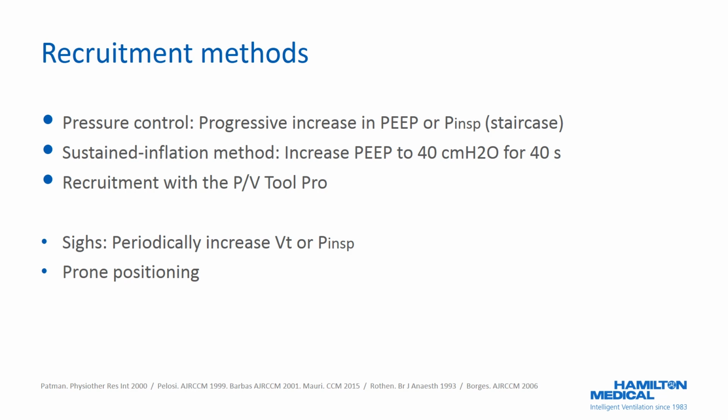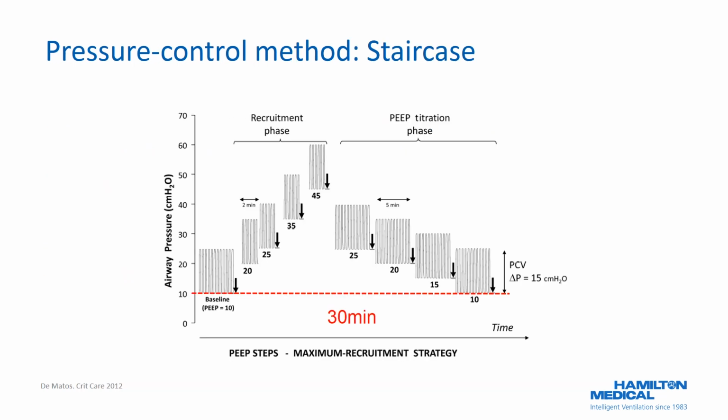Prone position is proven to be beneficial in ARDS patients to improve oxygenation. The rationale is complex, but one effect might be a re-aeration of previously collapsed lung tissue due to a change in gas distribution, fluid, and blood flow, coupled with a change in chest wall elastance. Staircase is another lung recruitment method.